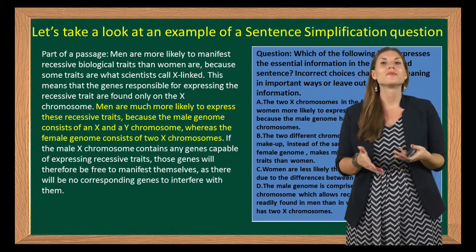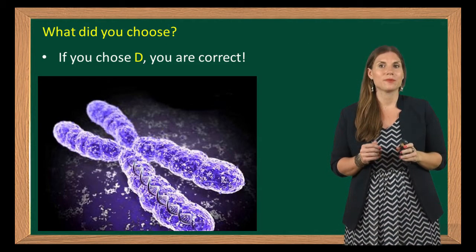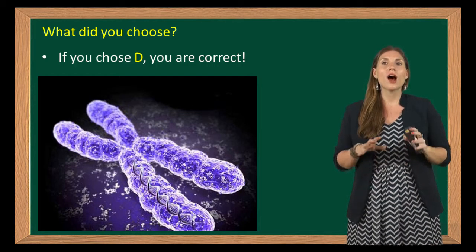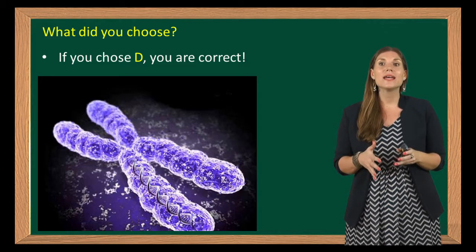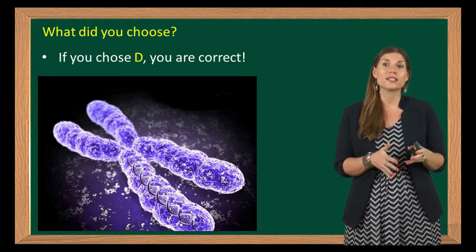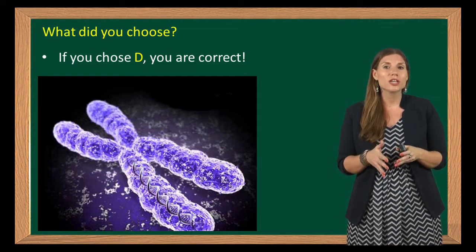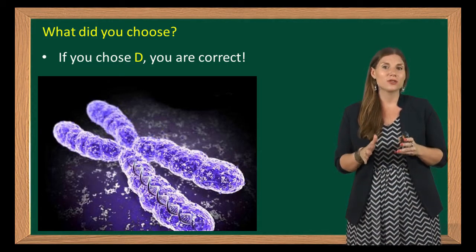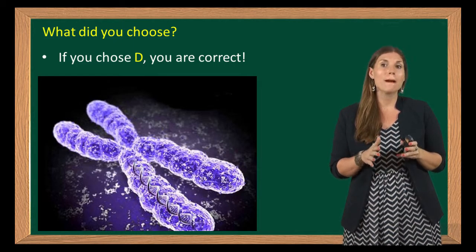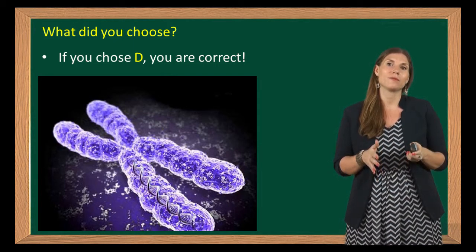So how did you do? The correct answer is D. Now let's look at why. All of the correct information is included in this sentence. Men will likely have more recessive traits than women because the male genome has an X and a Y chromosome. The two X chromosomes in the female genome make women less susceptible.